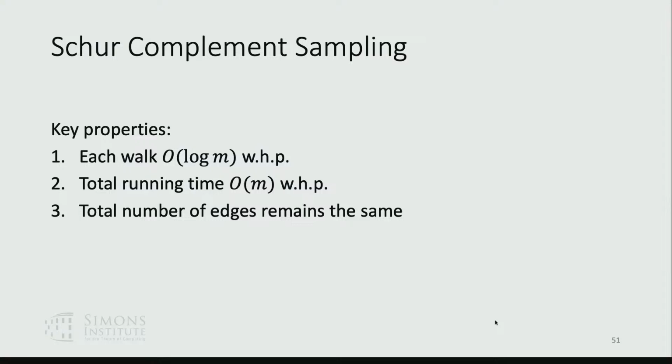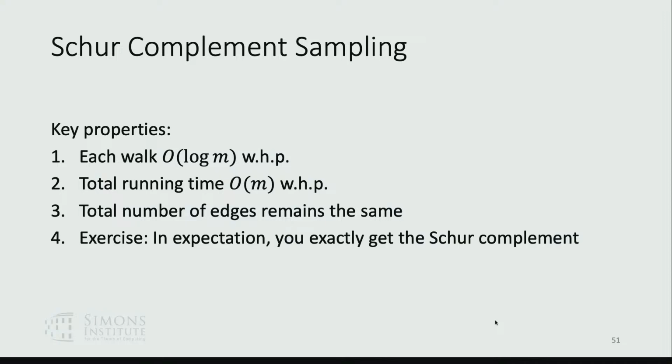Right? So yes, it gets a little denser. If I reduce the vertices by half, it grows by a factor of 2, but it's not growing to quadratic. And I don't expect this process to blow up. It would not be nice if this was 2m. It's really exactly the number of edges that you started with. And this thing that I said in words, you can verify, it's really an equality. In expectation, you get exactly the Schur complement.